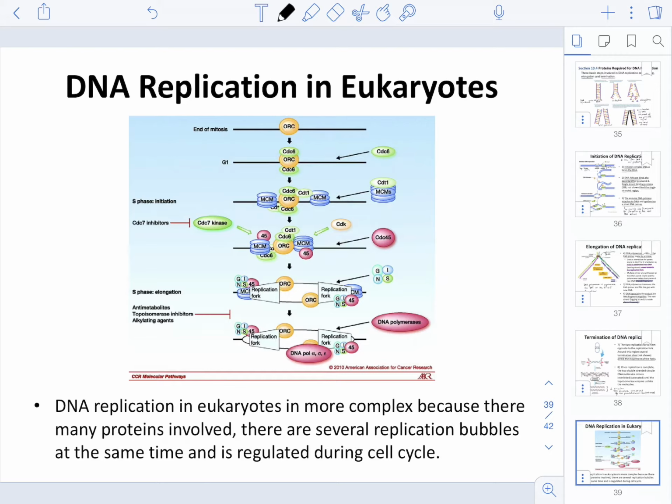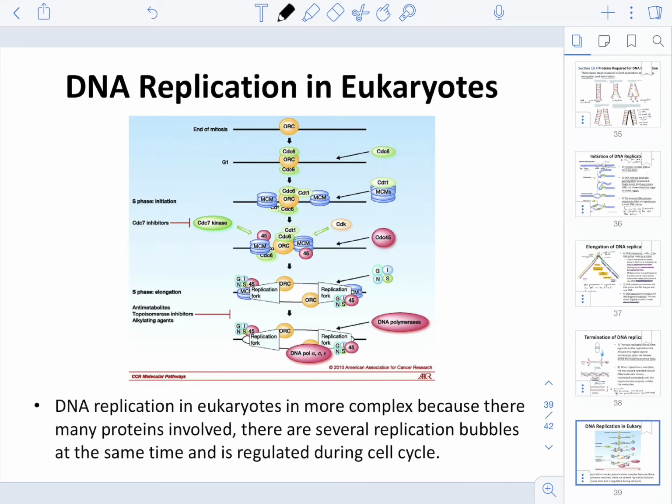Understand that DNA replication in eukaryotes is very complicated because remember that it is regulated by the cell cycle. I wanted to illustrate the complexity of DNA replication in eukaryotes with this slide. In here, we have a figure that shows all the different complexes that have to come together in order to start the replication process.